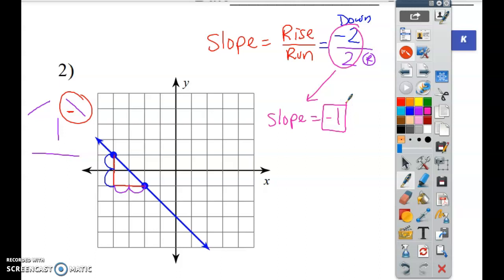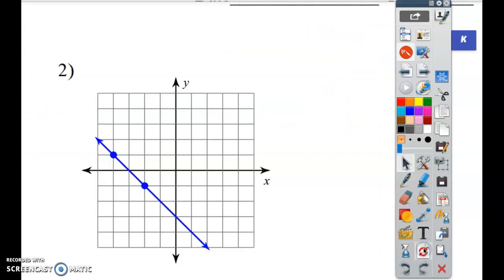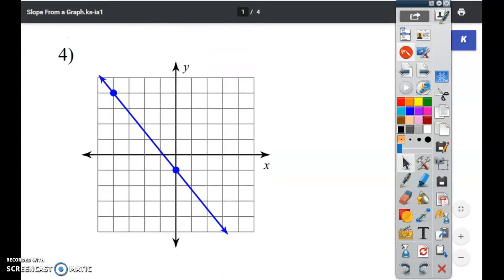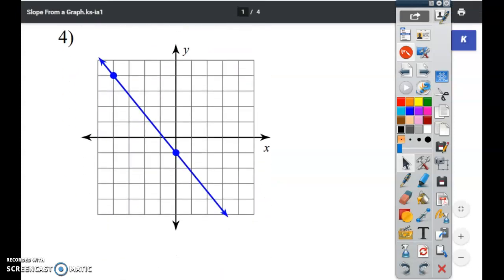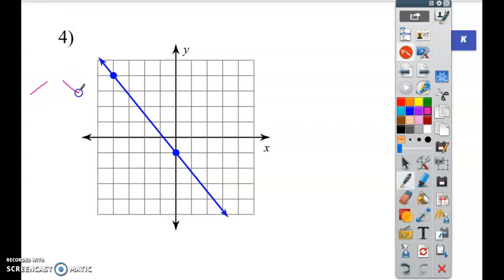Okay, let's go do the next one. I'm going to skip problem 3. Let's go into problem number 4. What type of slope does this look like? Look at the slope man. Which one does it look like? So you know what type of slope is going to be the answer. It looks like the negative one, right? This is positive, this is negative.